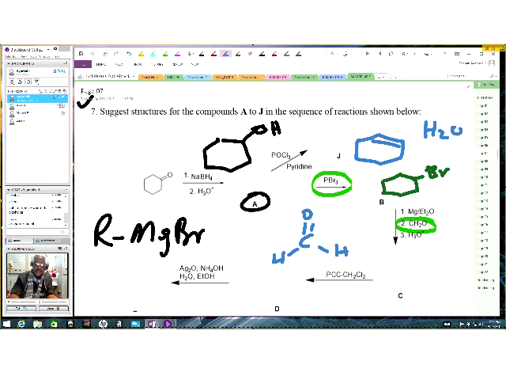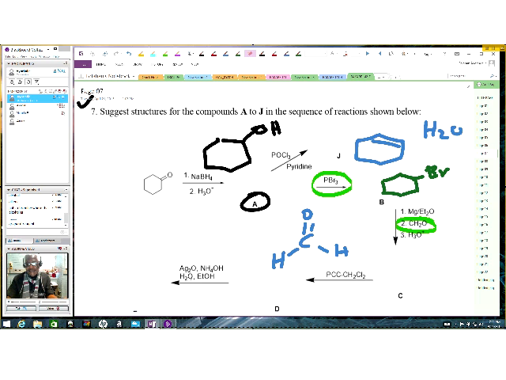To react with formaldehyde, you then follow that up with hydronium ion. What do you think you are going to get when you react a Grignard reagent with formaldehyde? Of course, yes, that will give you a primary alcohol.